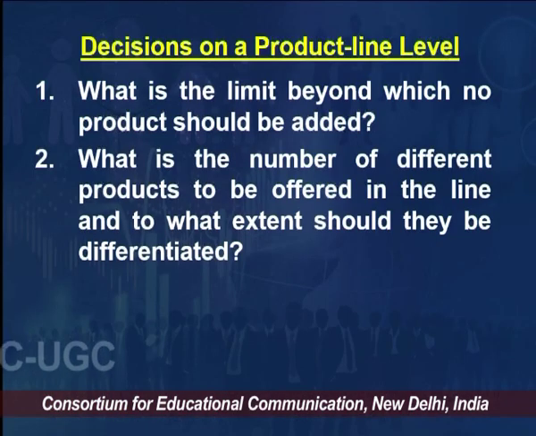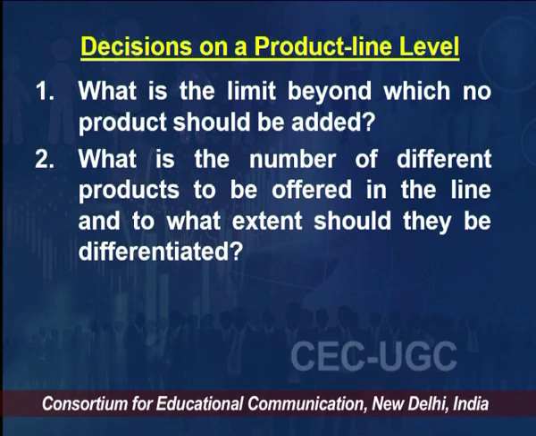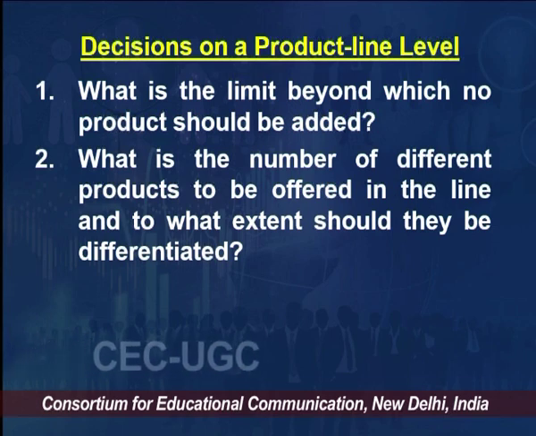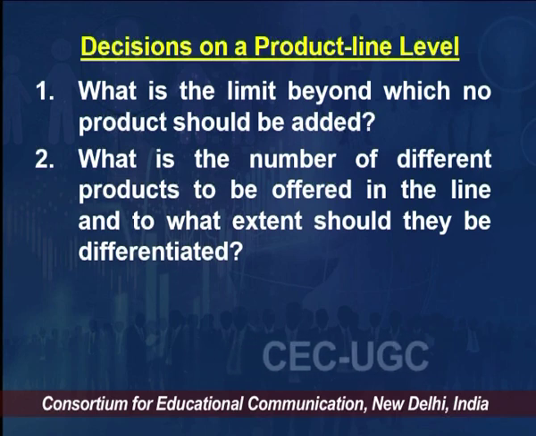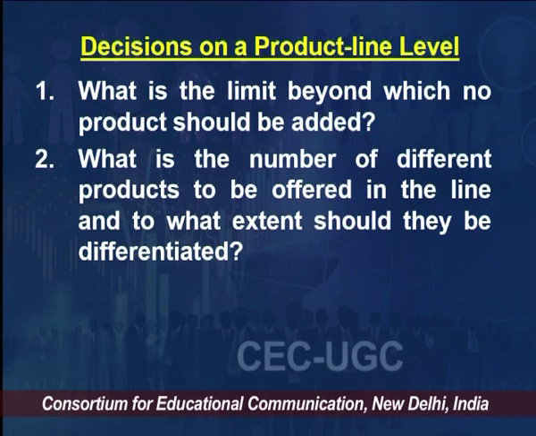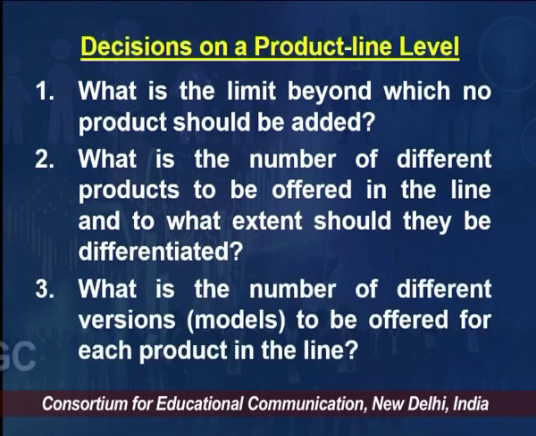Second is, what is the number of different products to be offered in the line, and to what extent should they be differentiated? So, I am dealing with one product line. What should be the number of different products? I can offer similar kinds of products, but what about the different products to be offered in one line, and to what extent are they supposed to be differentiated? What is the extent of difference among those products which you are going to offer, that you have to decide. Next is, what is the number of different models to be offered for each product in the line?